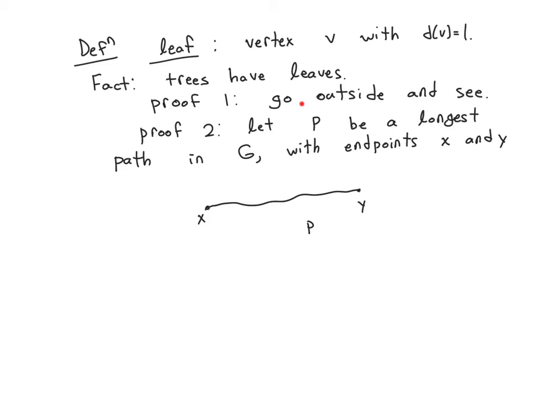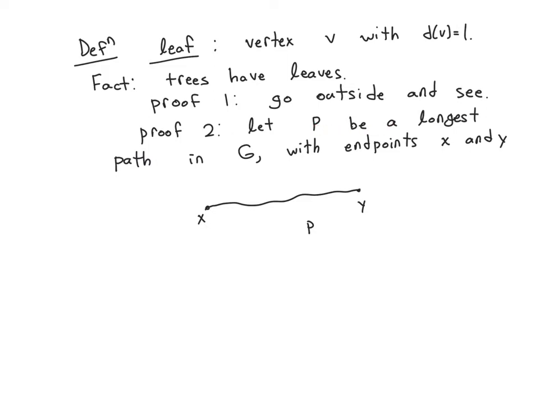Proof 1. Just go outside to the nearest tree in your neighborhood and look for yourself. Of course, kidding aside, let's prove that this definition of a leaf is true. So we're going to try to show that every tree has to have a leaf. It turns out the shortest proof I know of is the following one.